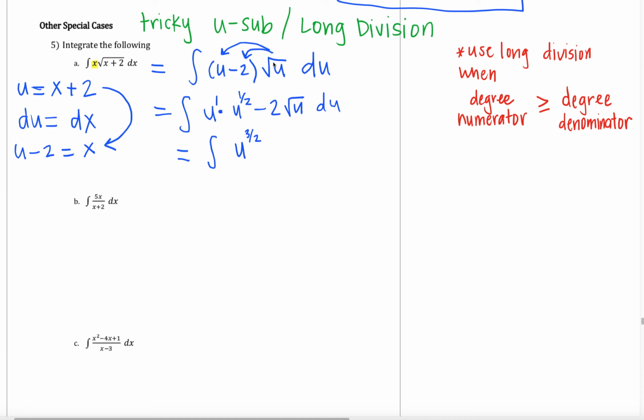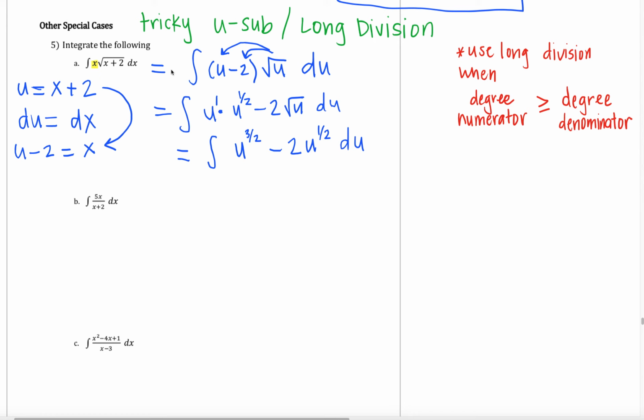All I've done is distribute the square root of u and then apply properties of integrals to combine terms with the same base. So u to the first times u to the 1/2, since they have the same base, I can add the exponents and get u to the 3/2. The second term is still -2, and instead of that square root, I'm going to rewrite it as an exponent. From here, this is now a basic integral.